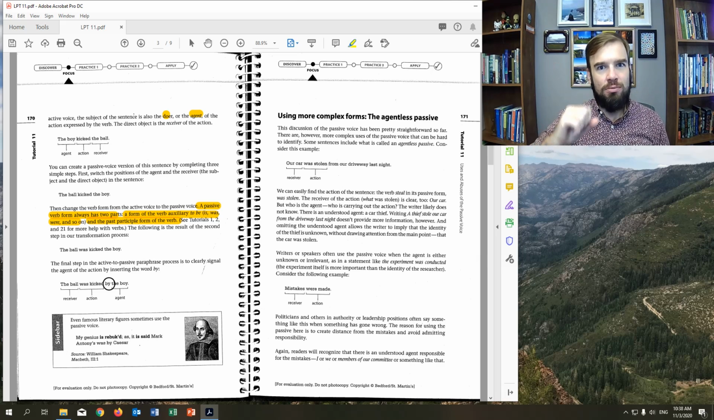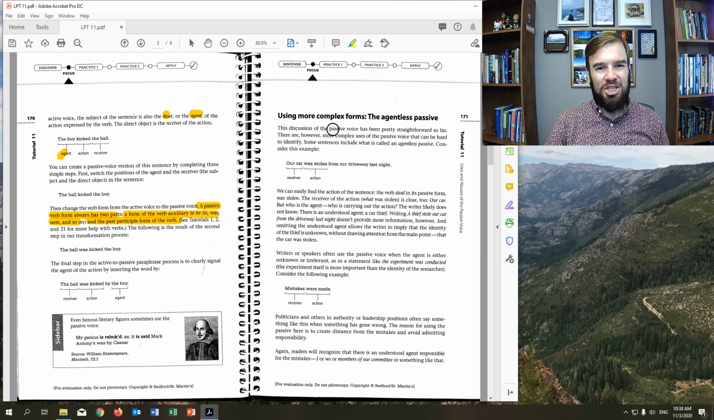But if you're good, let's go. So here on 171, using more complex forms, the agentless passive. And again, remember, Professor Ferris is using agent over here to talk about the doer. And usually, in active voice sentences, the agent is the subject. But this is the passive voice.